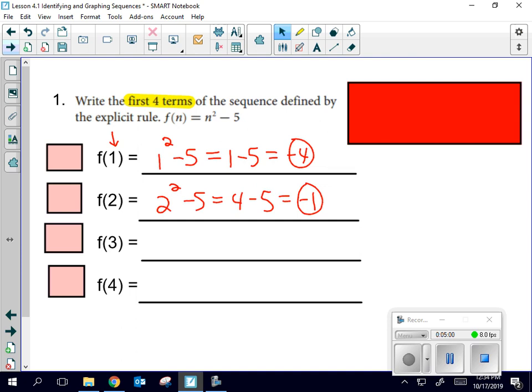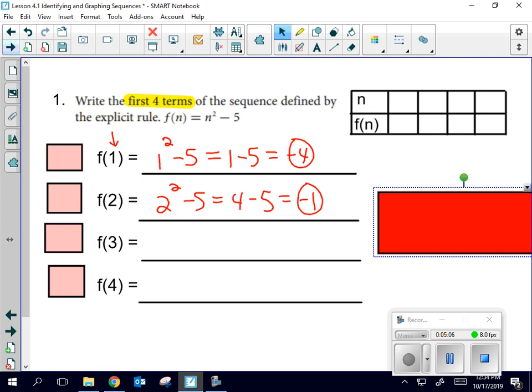Now this is not on your notes, but if you want to write it somewhere you can. We could make a table where n, again, is the position. So what do we have in the first position? Well, that's our -4, right? N is the position, f of n is the term. What do we have in the second position? Well, that's a -1. Okay, you could keep going.